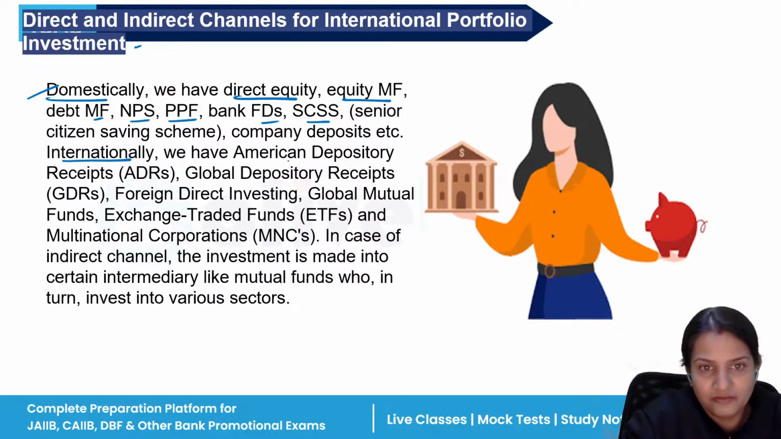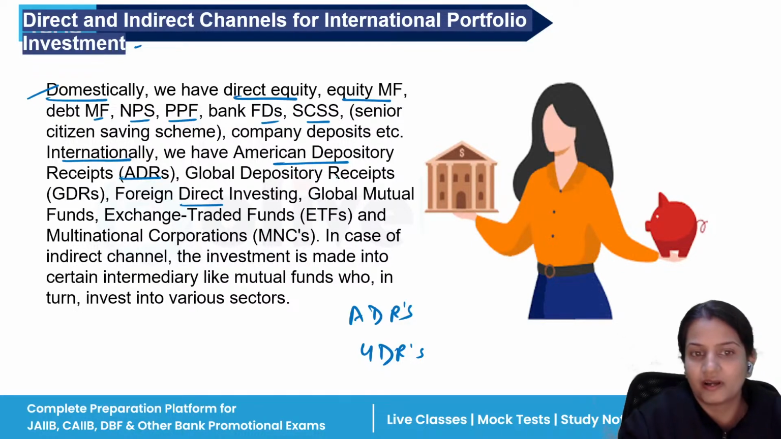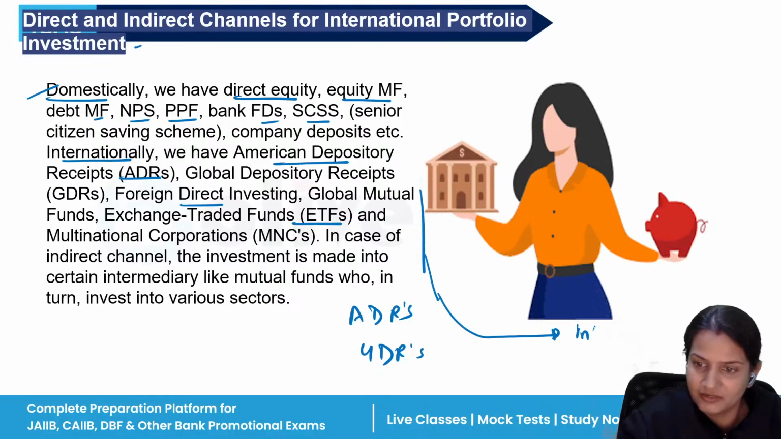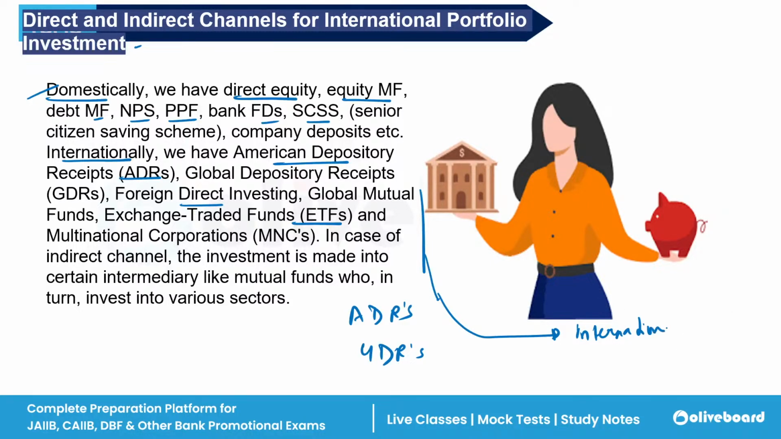Internationally, what we have are American depository receipts, known as ADRs, and GDRs, global depository receipts, foreign direct investing, global mutual funds. So all these are related to investing internationally. So there are different ways to invest in the international market. Directly, we have these types of elements, and internationally we have such kinds of elements. Now, what is ADR and what is GDR?